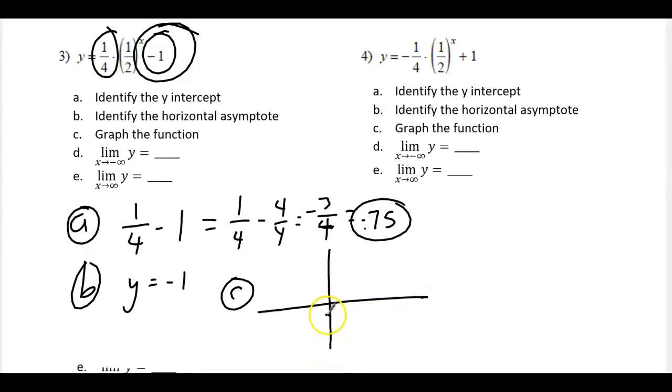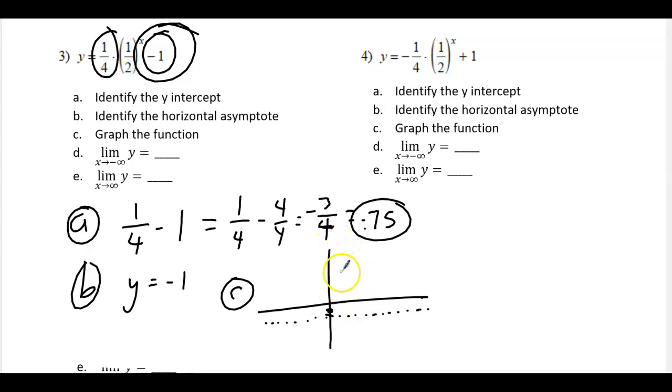My horizontal asymptote is at -1, so I'm just going to draw a dotted line here going horizontally from -1. The next thing we're going to do is put a dot at -0.75 on the y-axis, which will be just a little bit above that asymptote there.